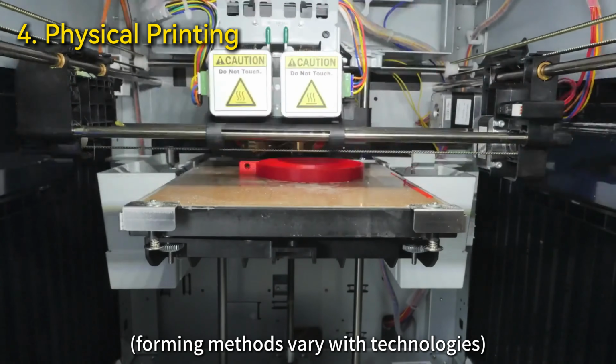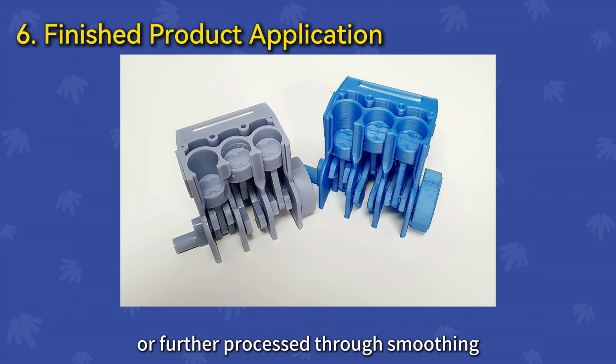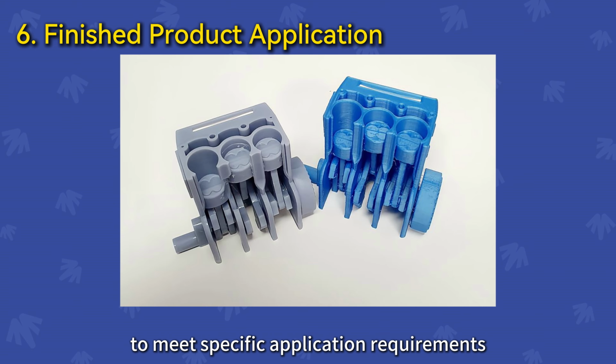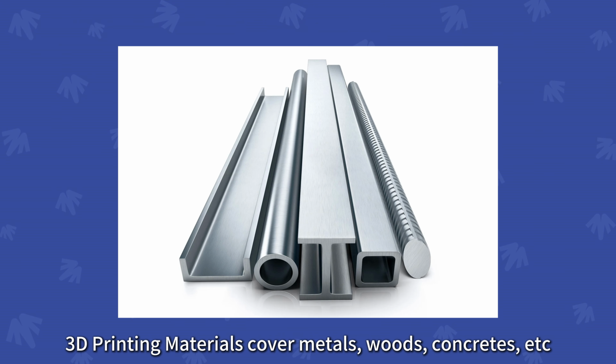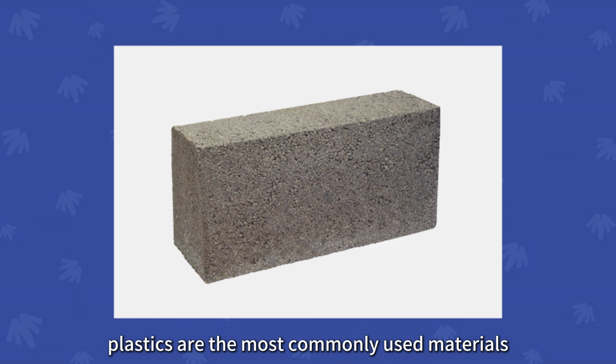Forming methods vary with technologies. 5. Surface finishing. Perform cleaning, depowdering, support removal, or sanding, etc. on the printed piece. 6. Finished product application. After surface finishing, 3D printed parts can be used directly or further processed through smoothing, painting, coating, etc. to meet specific application requirements. 3D printing materials cover metals, woods, concretes, etc., among which plastics are the most commonly used materials.